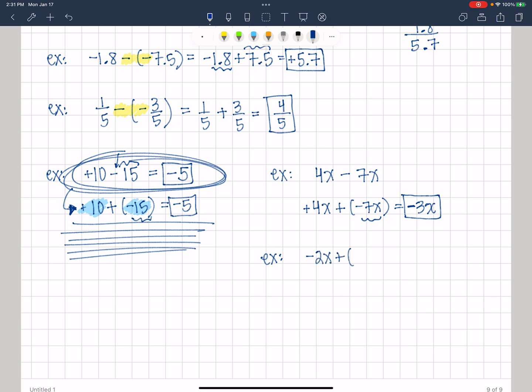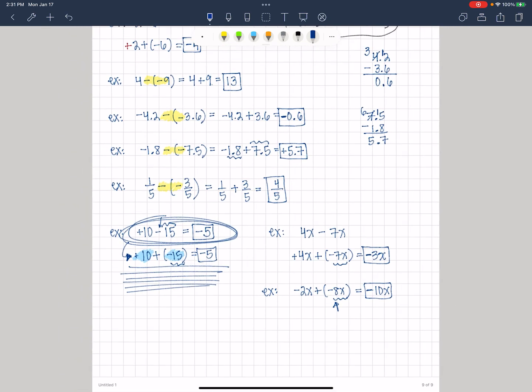Let's try another one of those with variables. -2x plus -8x. This one is same sign. 2x is negative, 8x is negative, so we're going to add the two values. 2x plus 8x is 10x. 8 has a larger value than 2. 8 is negative, so we're going to take that negative sign. -10x.